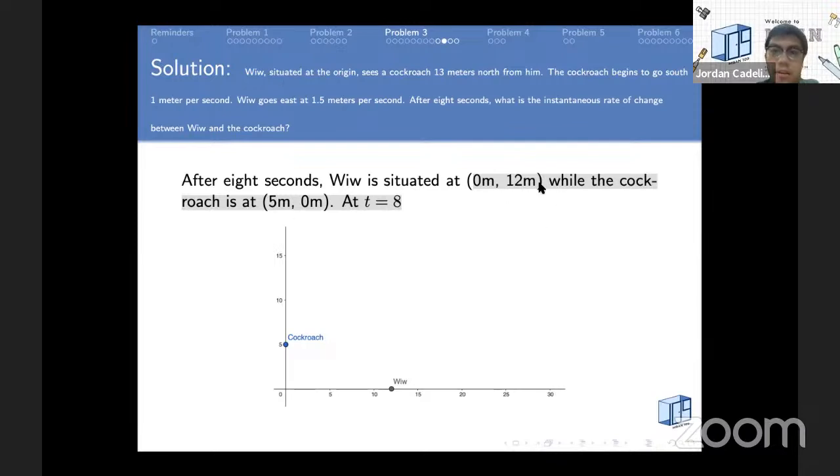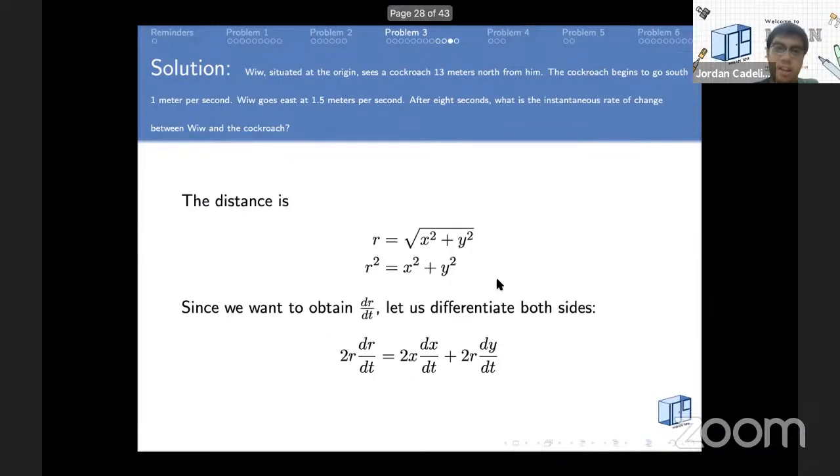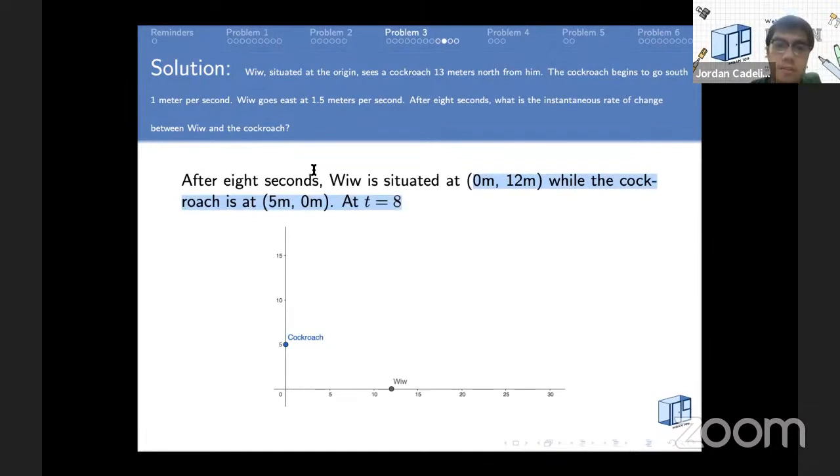Okay, so with that, the distance is given by r equals square root of x squared plus y squared. Because whenever we draw the figure, what comes out is a right triangle. So when we connect this, take note that it is a right triangle. This is what it looks like. Then their distances change over time. So when the cockroach goes down, Will goes to the right.